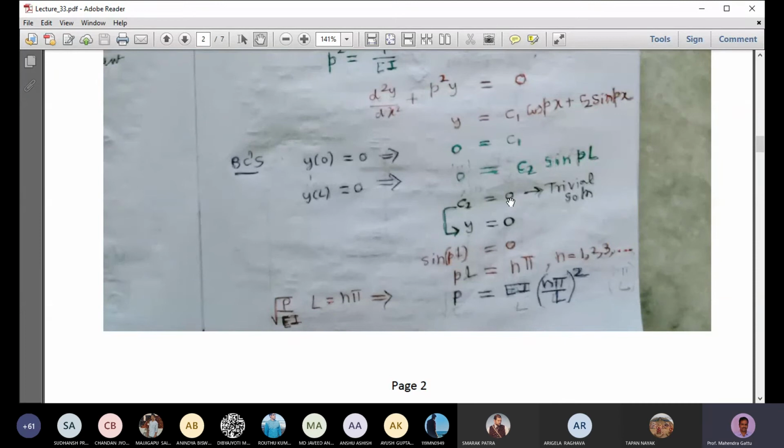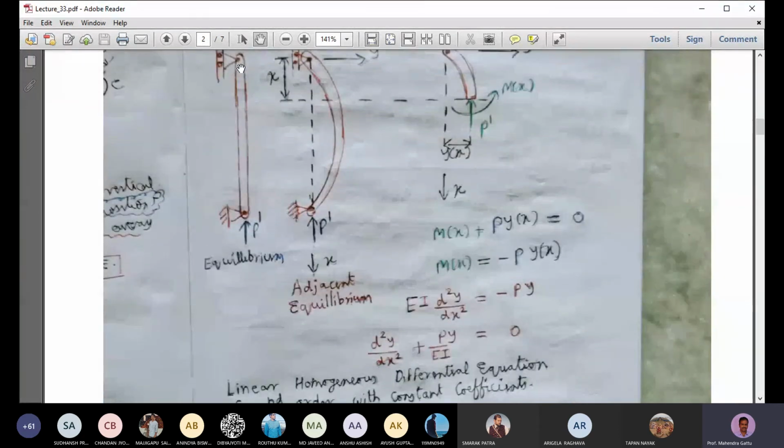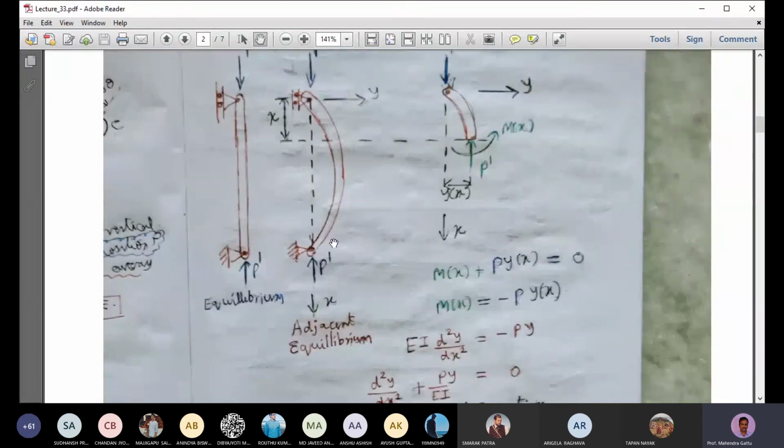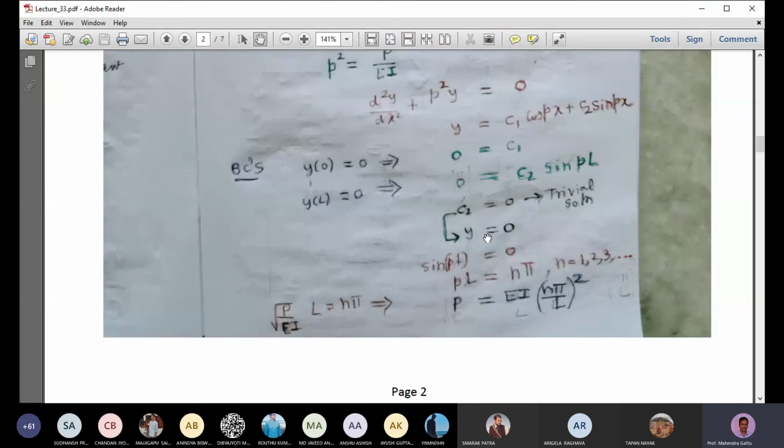So if C2 is 0, what will happen? We know C1 is 0, and C2 is 0 means we'll get y is equal to 0. That is a trivial solution, that is a straight line configuration. That is the equilibrium position corresponding to this straight configuration. Here the deflection y is 0. So this doesn't have much significance here. And we can have sin pL is 0.